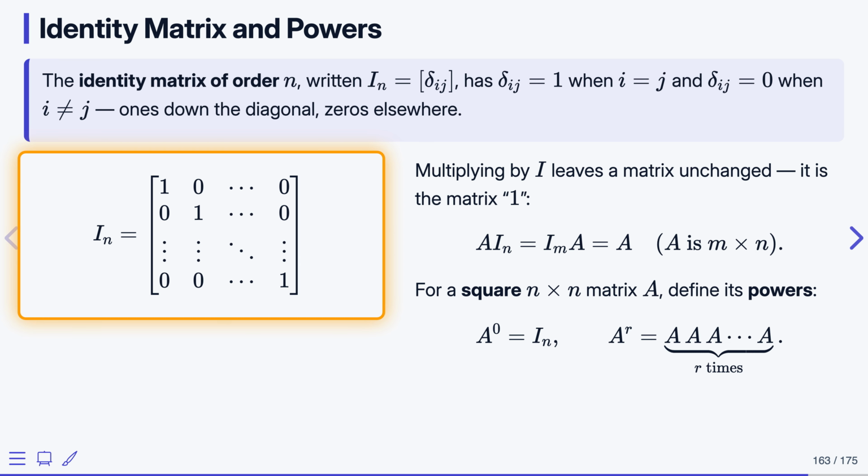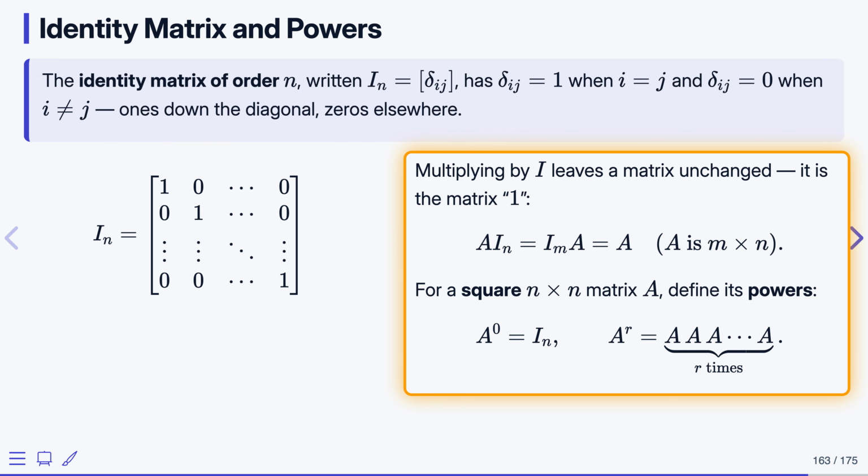The identity matrix plays the role that the number 1 plays for ordinary multiplication. We call it I sub n, where n is its order, meaning it is n by n. Its entries are written delta sub ij. The rule is simple. Delta sub ij is 1 when i equals j, and 0 when i differs from j, so it has 1s going down the main diagonal and 0s everywhere else.